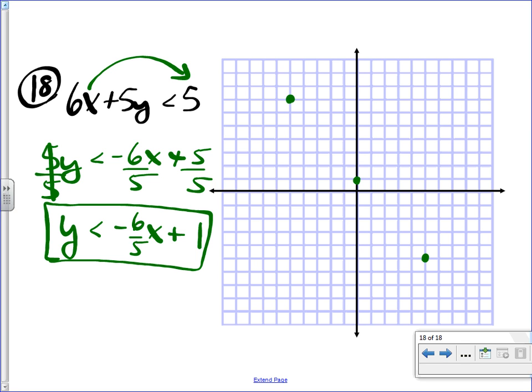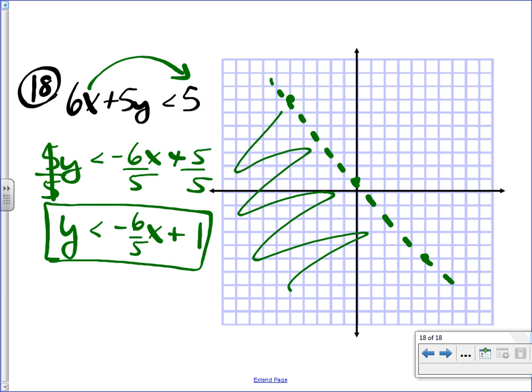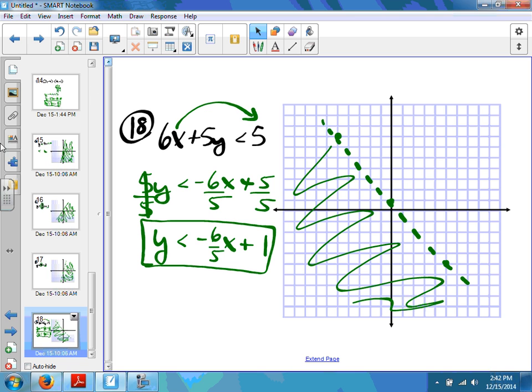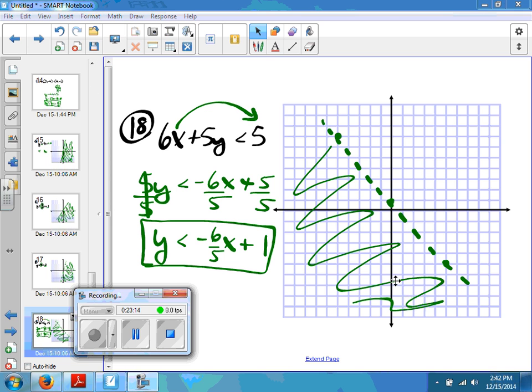Notice this one does not have the equal sign on it, so we'll use a dotted line. This one says less than, so we're going to shade to the bottom. That would be this part over here. That's the bottom of the line. So this is the graph of number 18. All right, so that's the first half of your review.